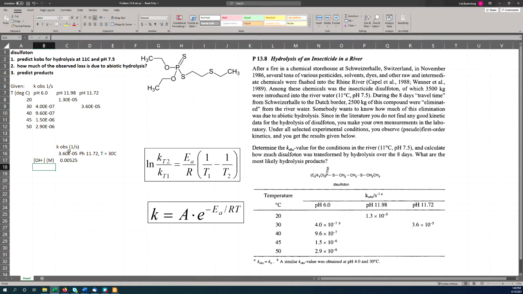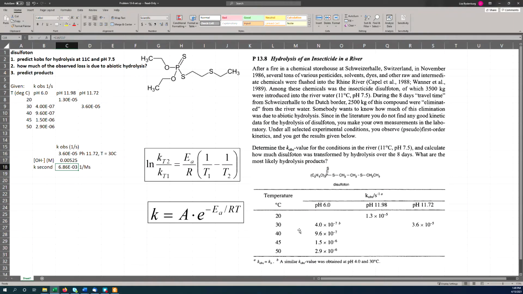Okay, so then if I want to convert this K observed, this pseudo first order rate constant, into a second order rate constant, I need to divide it by the concentration of the OH, right? So then K, we'll just call this K second order, is equal to this K per second divided by the molarity of the OH. And so now this has units of 1 over molar seconds. Okay, so now this is a second order rate constant for the base catalyzed reaction. And it's 6.86 times 10 to the minus 3.